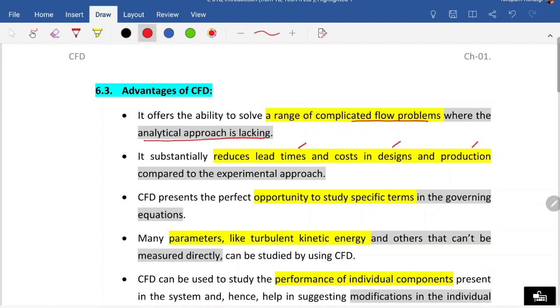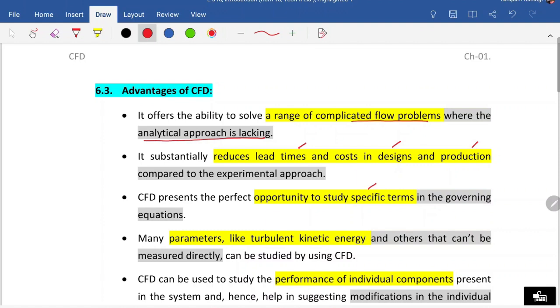Then CFD presents a perfect opportunity to study specific terms in the governing equation. Now you can also study different terms, right? You want to study only density, only pressure, only temperature, only viscosity, or turbulent kinetic energy, etc. You can study that.